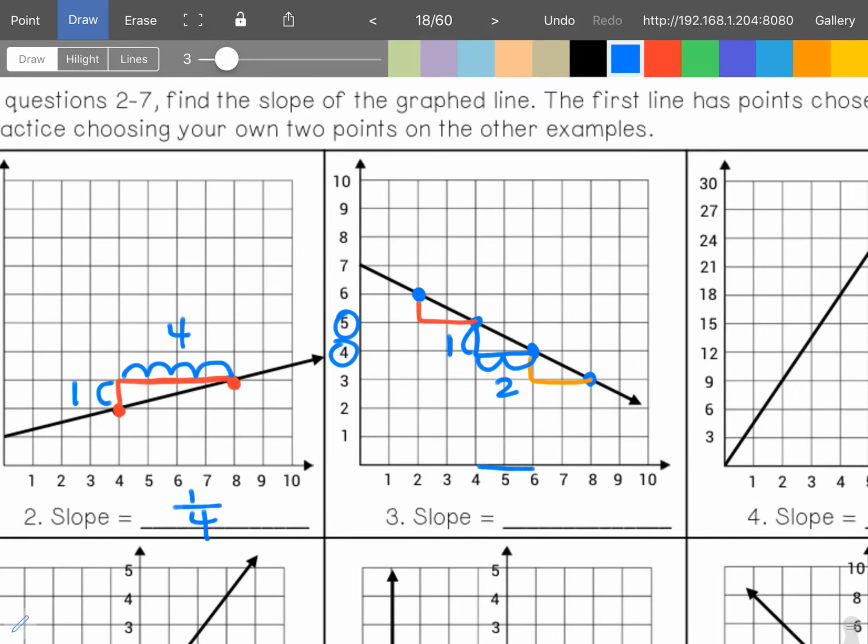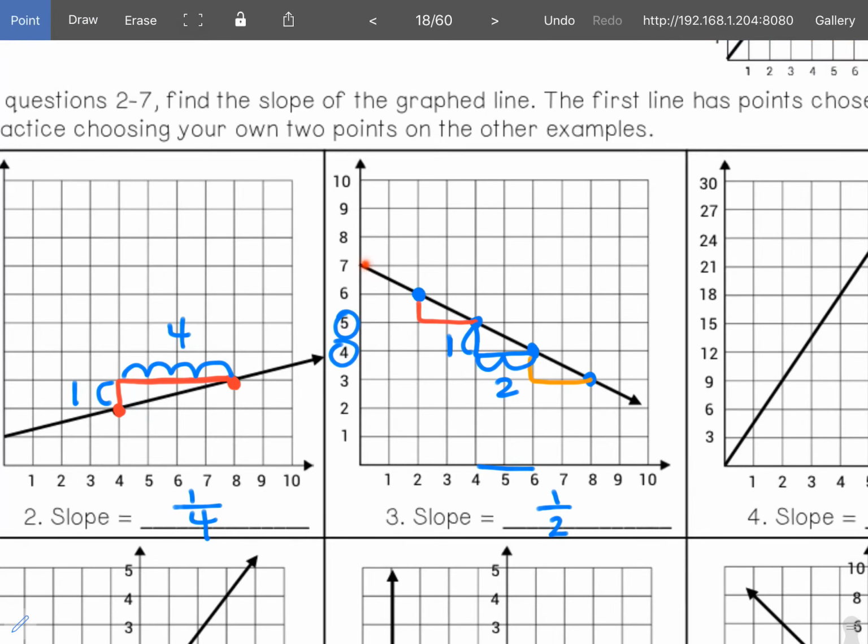All right, so rise over run. That fraction would be 1 over 2. Look at the line from left to right. What is the line doing? Is this a positive slope or a negative slope? It's a negative slope.